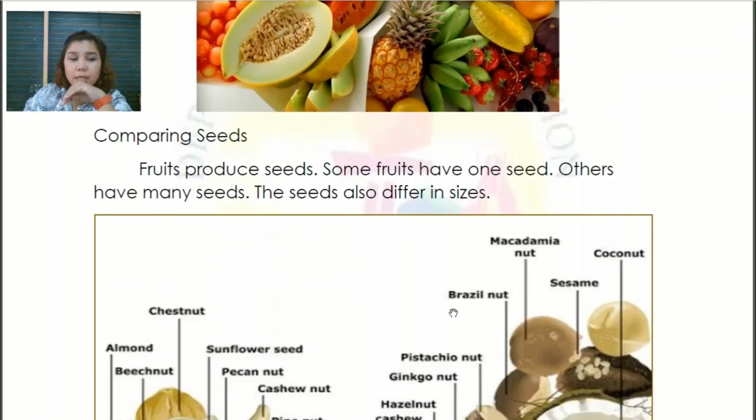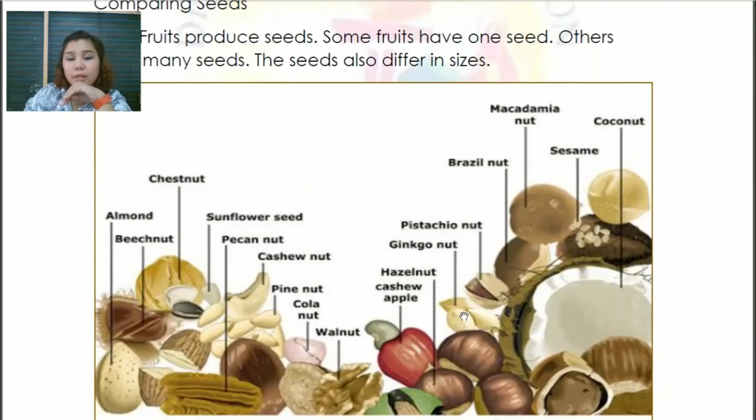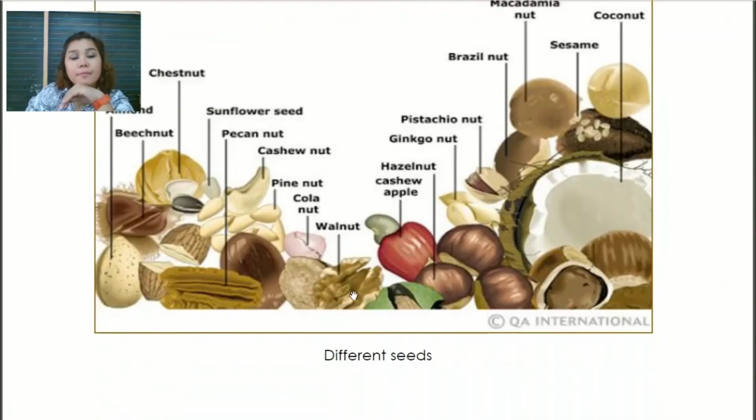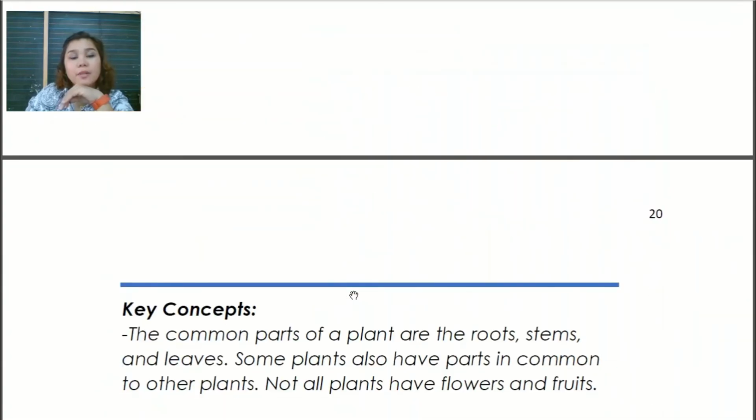Comparing seeds. Fruits produce seeds. Some fruits have one seed. Others have many seeds. The seeds also differ in sizes. So, we have here a diagram. So, which one is the smallest among the seeds on the diagram? It's the sesame seed. And which one is the biggest among the seeds? It's the coconut. And then, others are yung mga nuts. So we have there the different seeds.